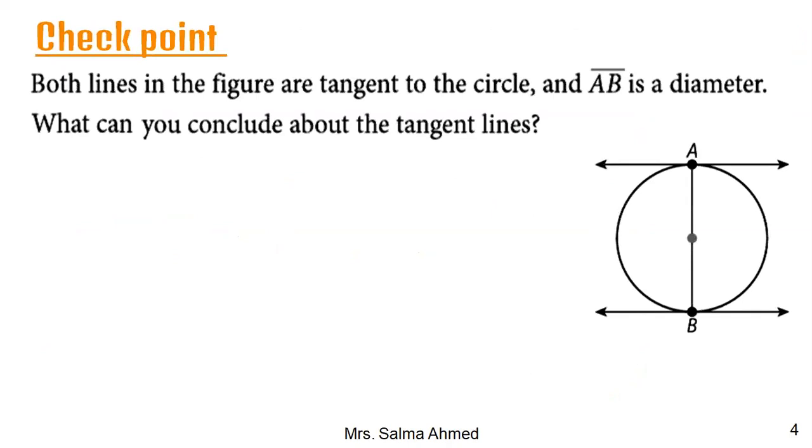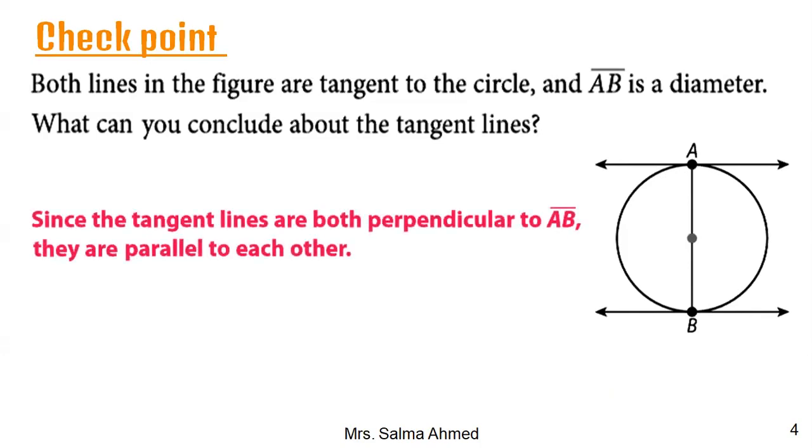Both lines in the figure are tangent to the circle, and AB line segment is a diameter. What can you conclude about the tangent lines? I need to find the relation between these two tangent lines. So as I have, this is a tangent and this is a radius, so it will be 90 degrees here, and this is a radius and this is a tangent, so this will be 90 degrees also. So I think that these lines are parallel lines. Since the tangent lines are both perpendicular to AB line segment, they are parallel to each other.